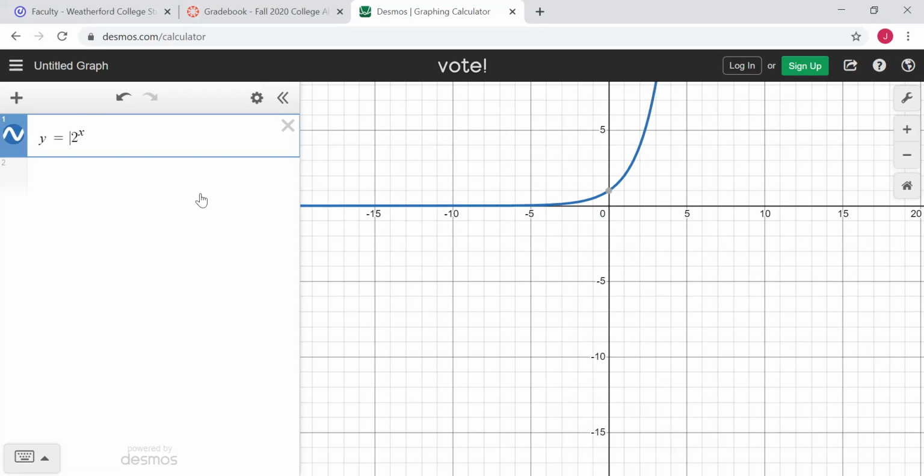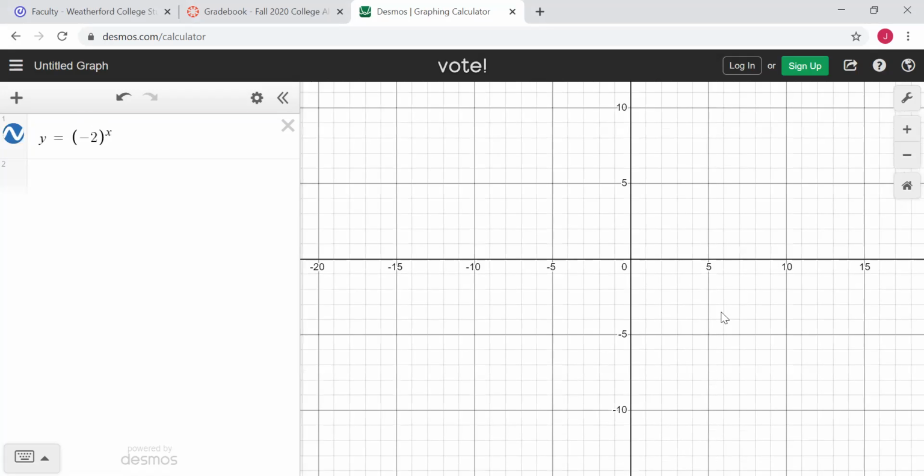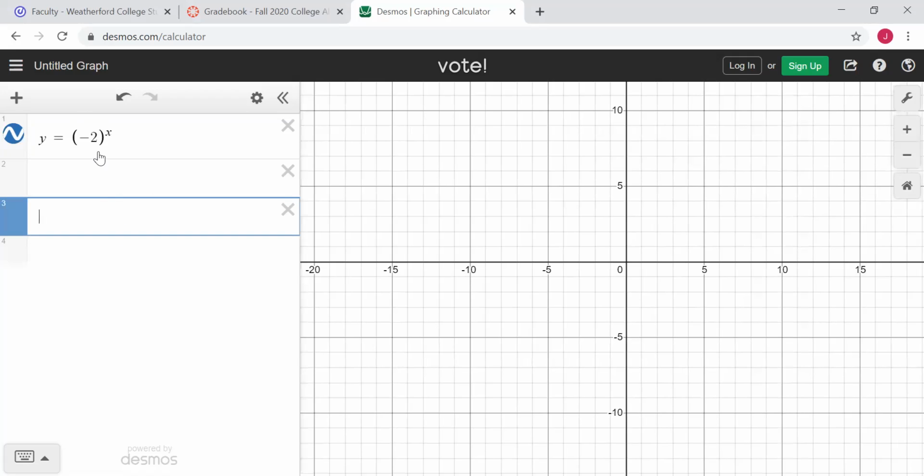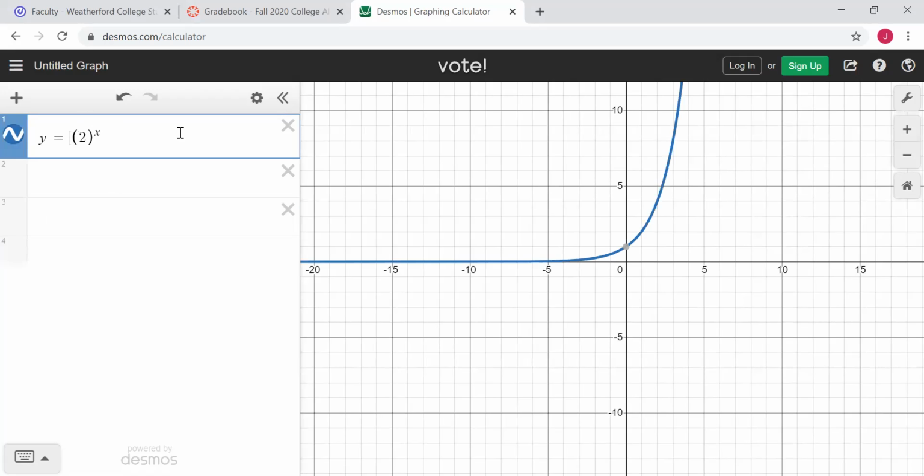Remember, if I tried to play some silly games and made the base negative 2, it ain't going to fly. Nothing's going to happen there. So the way it's written here, the negative 2 is being raised to the xth power. The way it's written here, the positive 2 itself is being raised to the x. Then after I've already done the exponentiation, then I'm negating it. That's a huge key difference because that still produces a function in this case.